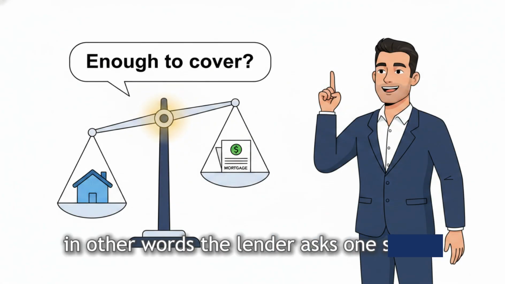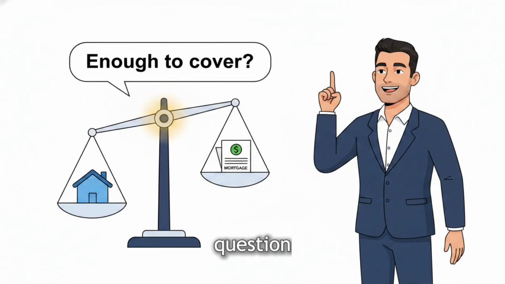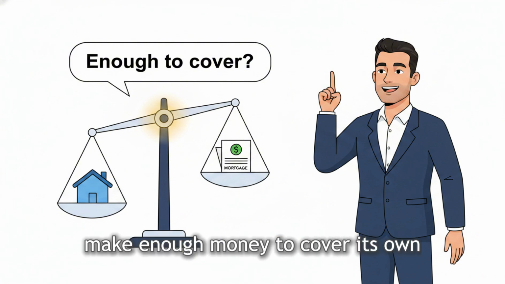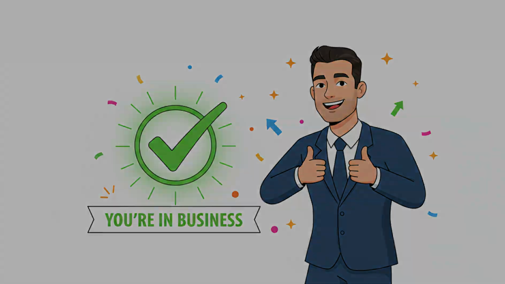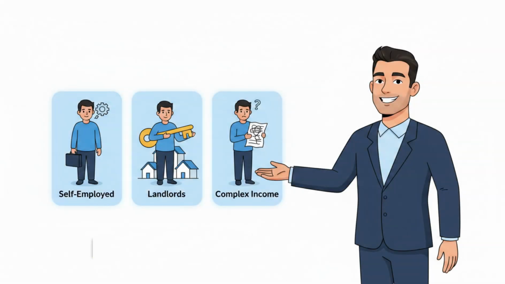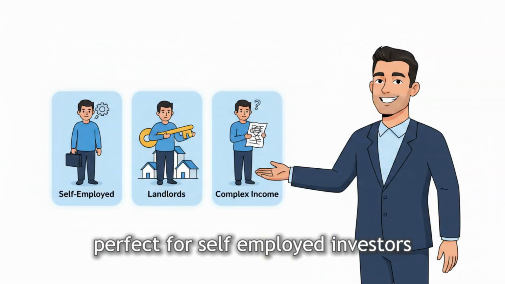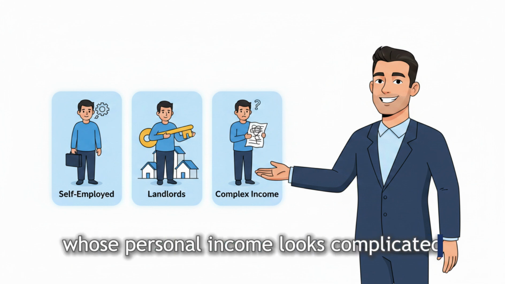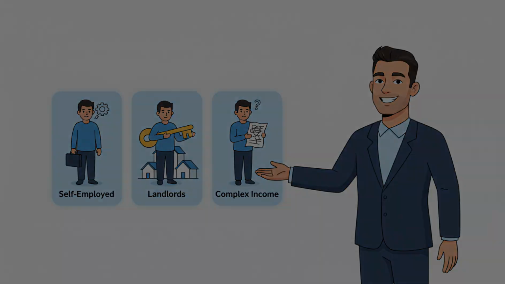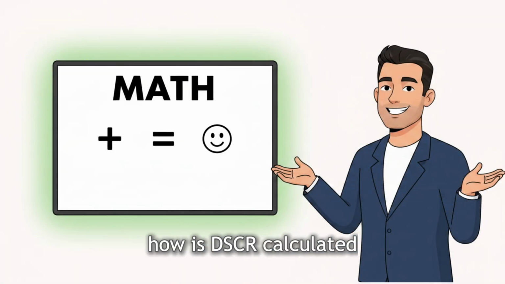In other words, the lender asks one simple question: does this property make enough money to cover its own mortgage payment? If the answer is yes, you're in business. This makes DSCR loans perfect for self-employed investors, landlords with multiple properties, or anyone whose personal income looks complicated on paper.